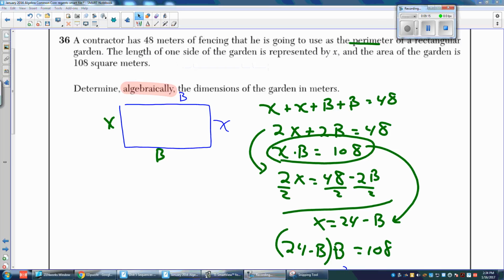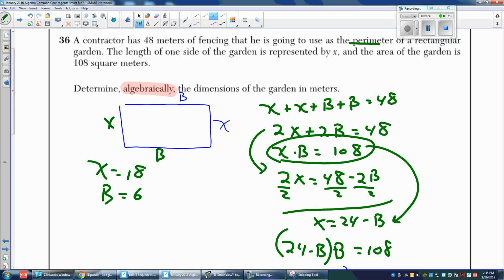How is that possible? How can we have two lengths? Well, x can be 18 and b can be 6. You'll notice that they do add up to be 48 and they do multiply to be 108. Determine algebraically the dimensions of the garden. There we go, in meters.